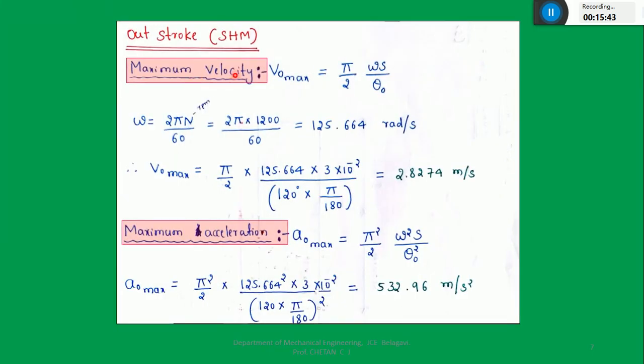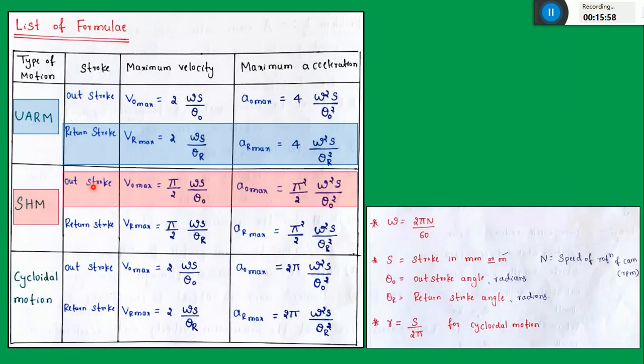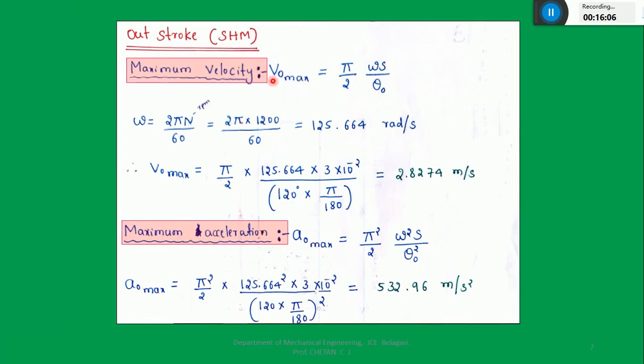So first, for the outstroke motion, which is with simple harmonic motion, I'll write down the formula. From the list of formula, you can see for the outstroke, the formula for maximum velocity is this one, and the formula for maximum acceleration is this one. I'll copy the same thing. That is, V naught max is equal to pi by 2 into omega s divided by theta naught.